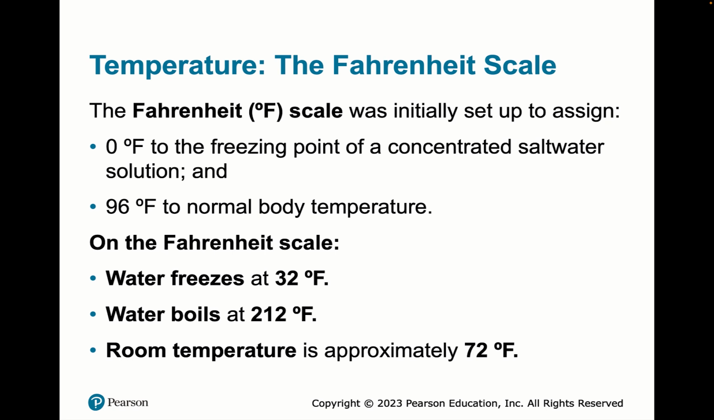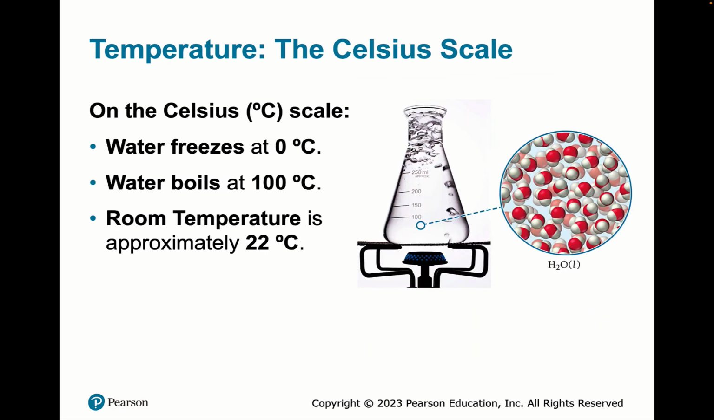So let's talk about the different scales. The Fahrenheit scale was set to be colloquial: brine freezes at 0 and 96 is body temperature, and this was meant to be for normal people. Water freezes at 32, water boils at 212, and room temperature is approximately 72. My room temperature right now is higher than 72. It's probably more like 80, Hawaii again.